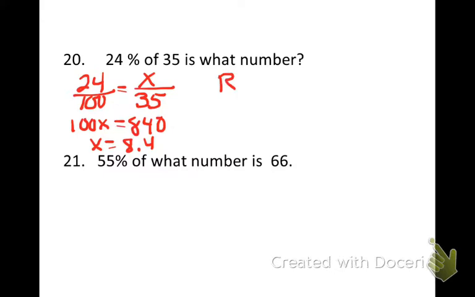Again, if you want to use rate times base equals part, this is the one that's usually easier on. 24% as a decimal is 0.24. My base is 35, equals the part. And it'll take you directly to this answer. So it is faster on that type of problem.